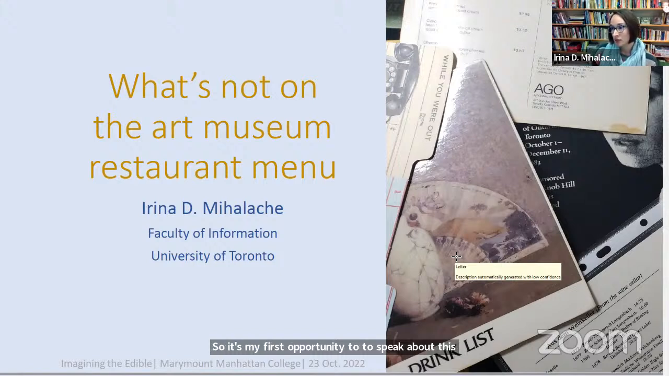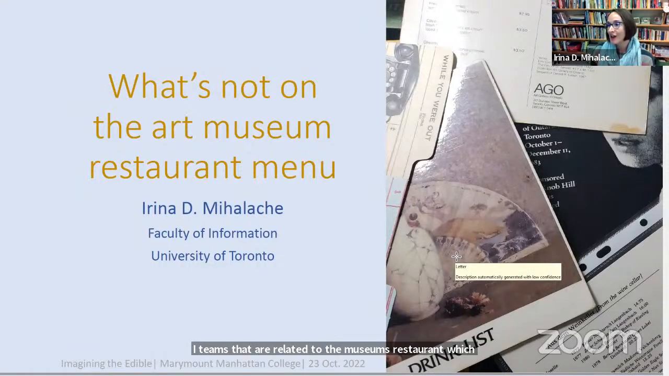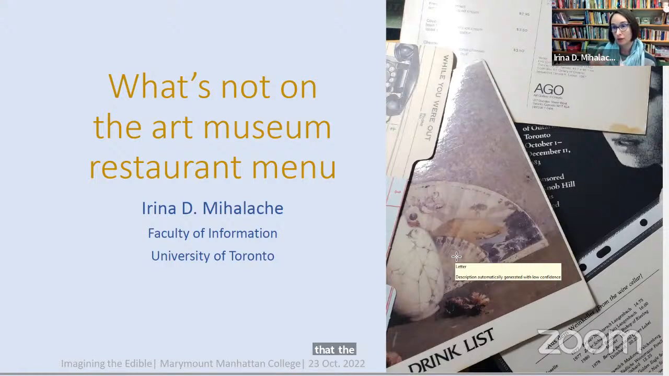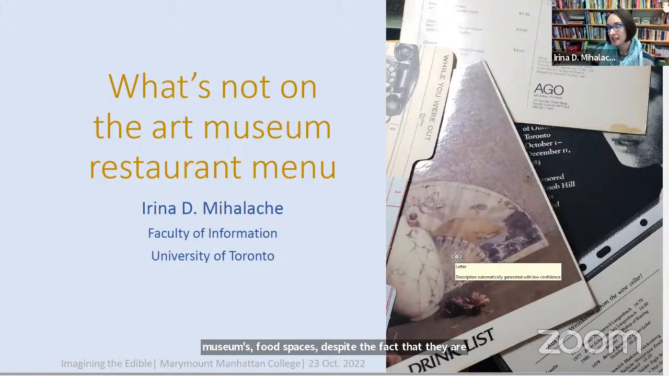What's interesting is that the museum's archives do not collect items related to the museum's restaurant, which is a fascinating and frustrating reality in itself. It indicates that the museum's food spaces, despite being fully integrated architecturally with the restaurant, are not seen as participating in the cultural work that the museum is doing, to make them worthy of being preserved in an archive. But that's a topic for another presentation.